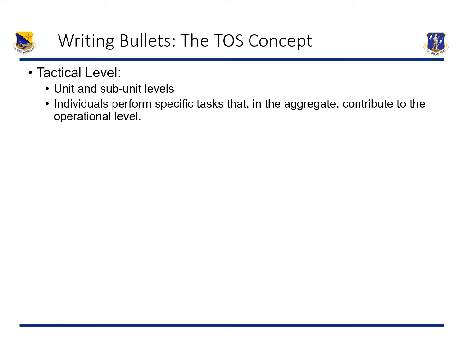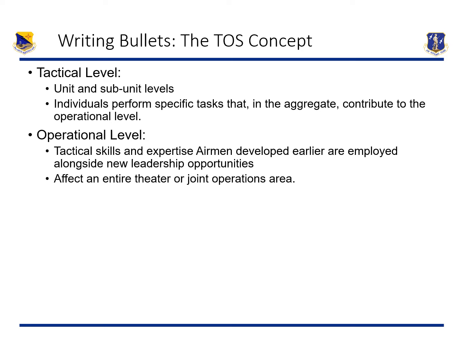At the tactical level, we're trying to capture things like specific tasks that, when you start adding them together or looking into their immediate impact, yield some kind of result that impacts the next level or the next two levels, operational or strategic. But more often than not, at the tactical level, we're going to be aggregating things that add to and impact the operational level.